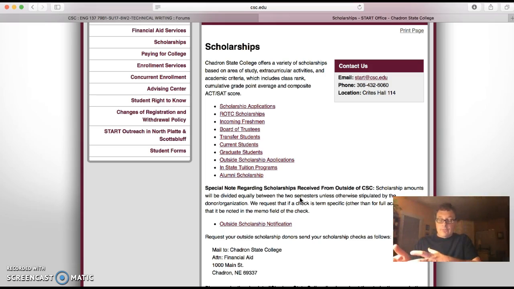There's a different process for them. And then you have transfer students. Now, the transfer students and the first-year students, they have to fill out applications. The current students don't have to fill out applications. The incoming first-year students have a different scholarship deadline than the transfer students.